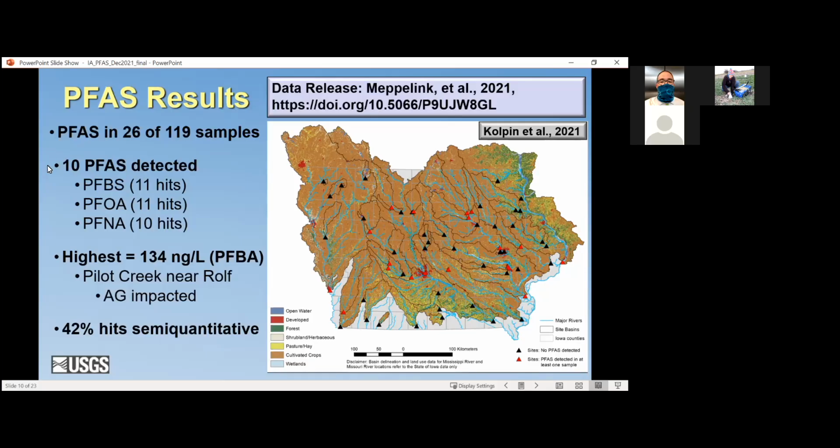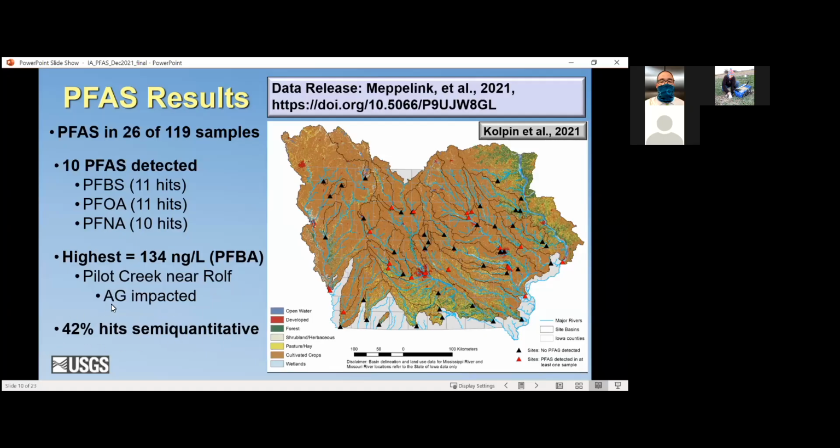So now let's dig into this a little bit deeper. Of the 34 PFAS that we measured, we had 10 with at least 1 detection, and these are the ones most frequently detected in this sampling network. The highest individual PFAS, 134 nanograms per liter of PFBA, was in a small stream in western Iowa. It's an agricultural stream. That doesn't mean every stream is going to have PFAS in it, but we did find PFAS in some of these small rural streams that we were interested in.